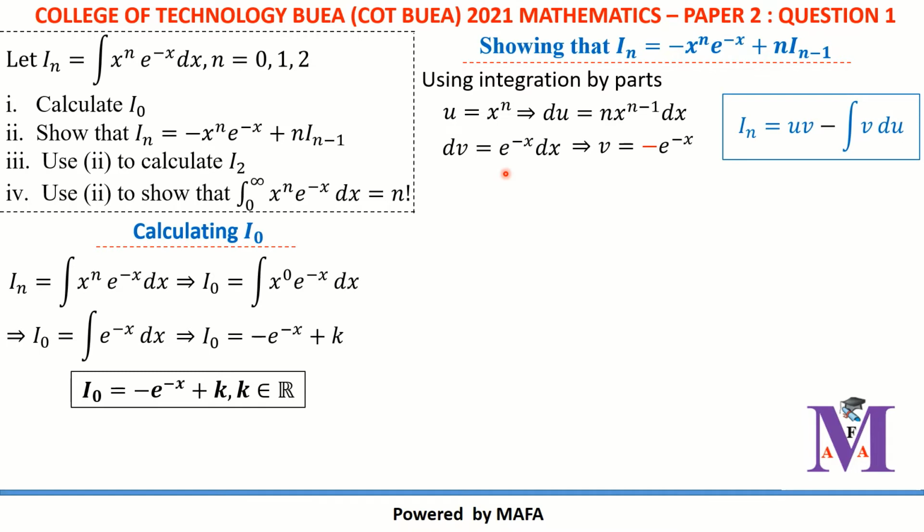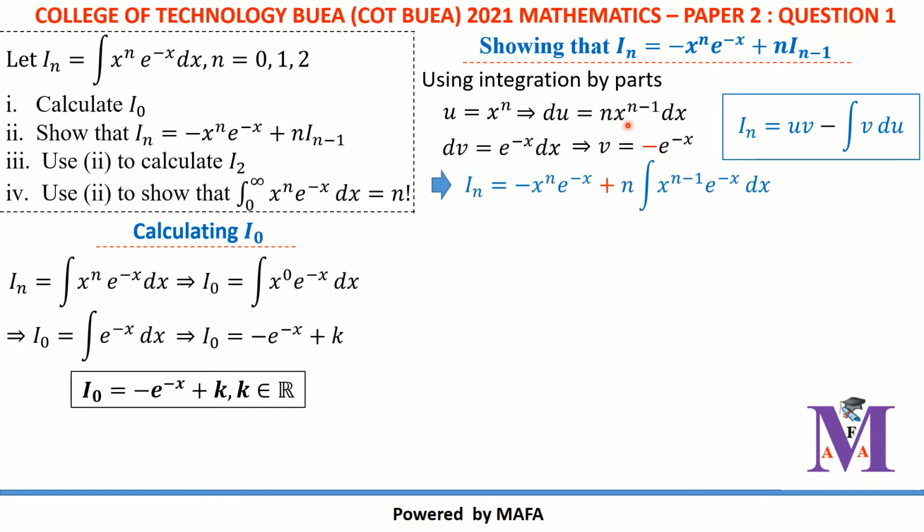Now integration by parts says that my I of n will be equal to uv minus the integral of v du. Now what is my u? My u is x to the n, my v is negative e to the negative x, and then my du is this.